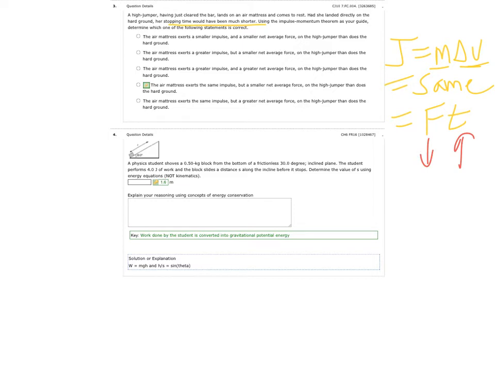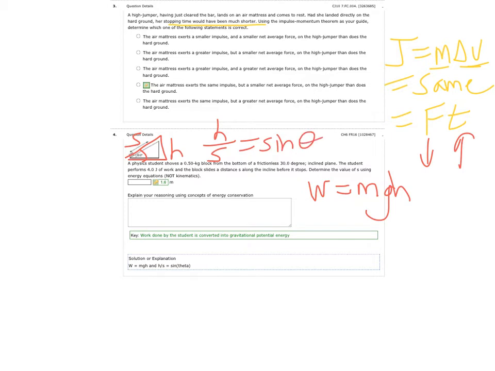Now for number 4, there's 2 ways to do it. The easiest way to do this problem, which I keep trying to push you guys to do, is you just say work is equal to the change in energy. In this case, it's going up, so it's just equal to mgh. And then I can look at this and go, okay, here's my little triangle. That's h, that's s, that's theta. So I can see that h over s is equal to the sine of theta. And so therefore I can solve for S.